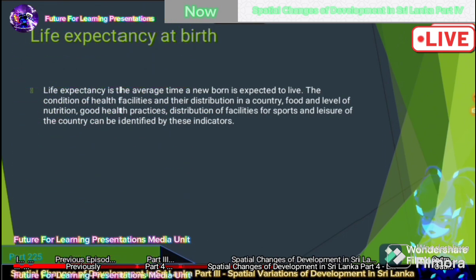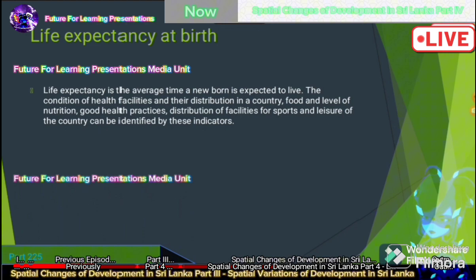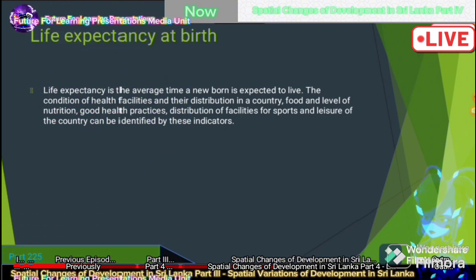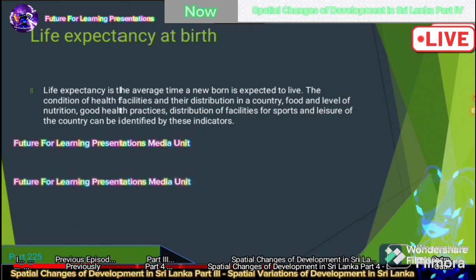Life expectancy at birth. Life expectancy is the average time a newborn is expected to live. It reflects the health facilities and their distribution in the country, along with the distribution of the population of the country.